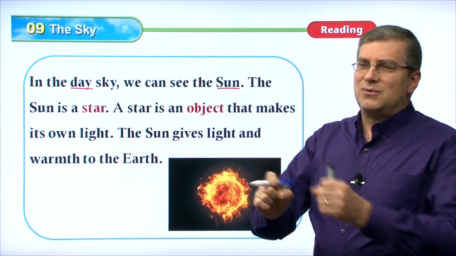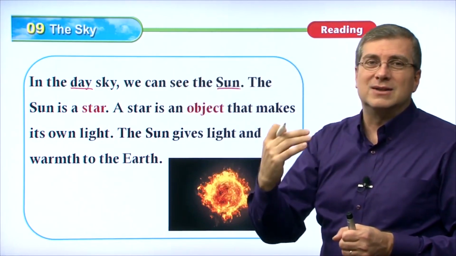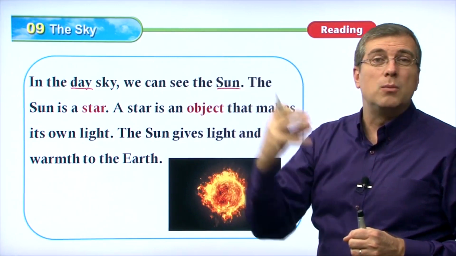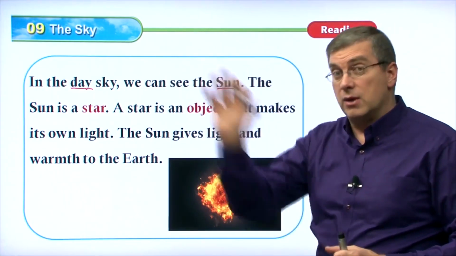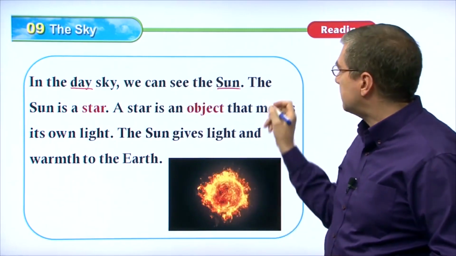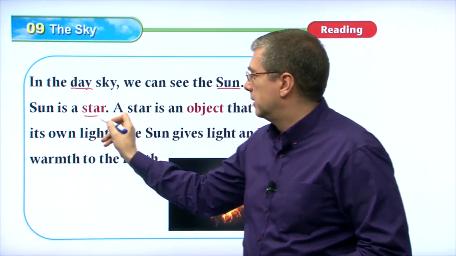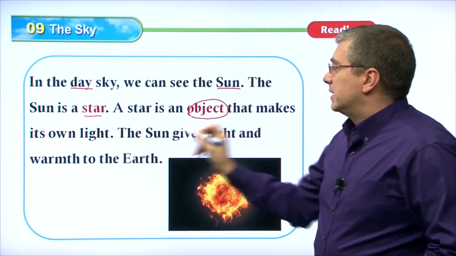But also, if you're driving a car at night, all you can see are the other car's lights. It's like the sun. The sun is so bright, that's all the light you can see. You can't see the other stars. They're there, you just can't see them because the sun is so bright. The sun, of course, is a star. And a star is an object that makes its own light.